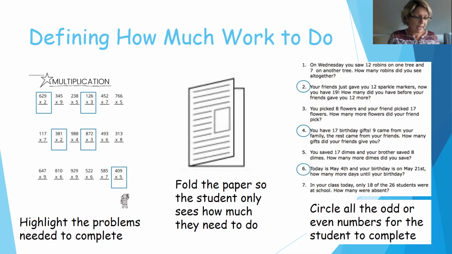You can take a worksheet and just fold it in half, and then your student only needs to do that half. So they're not seeing the whole overwhelming page. You might have them circle just the odd or just the even numbers and just do those. So those are some ways to break down work and make it not be so overwhelming.